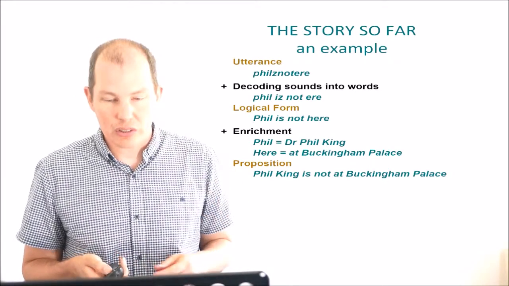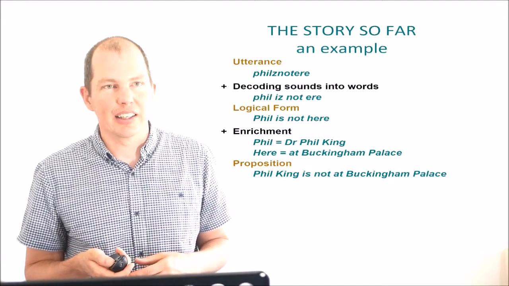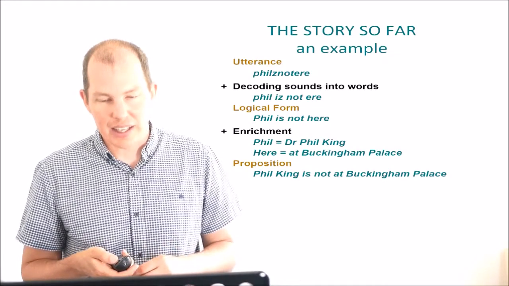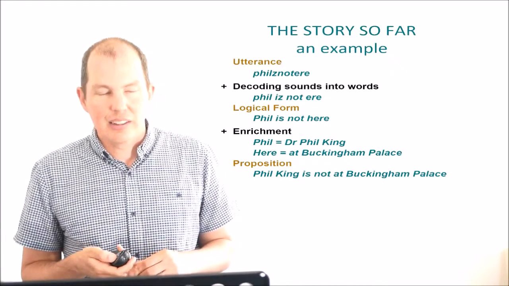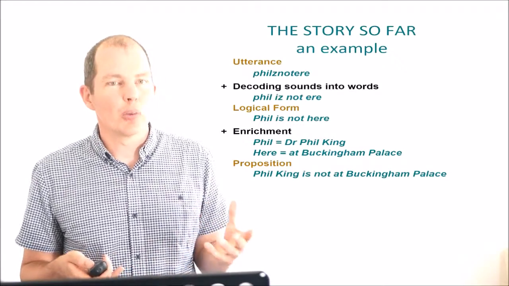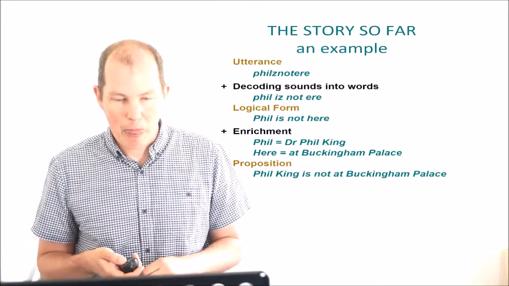Now we've sorted out the logical form, the friend enriches the utterance to assign reference correctly. Who is Phil? It's Dr. Phil King. Where is here? It's at Buckingham Palace. At this point, we might say that the utterance has been enriched to the form of a proposition. Phil King is not at Buckingham Palace.